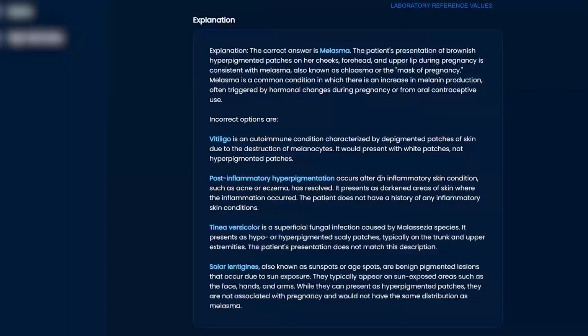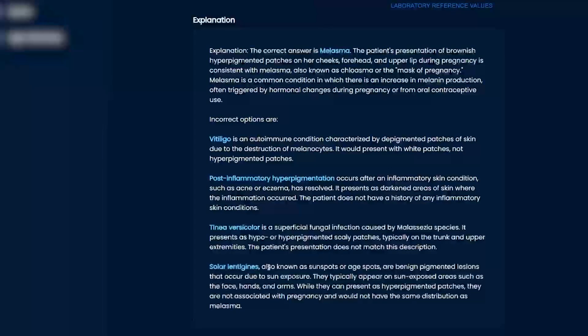Post-inflammatory hyperpigmentation can happen after acne or eczema, where you get a little bit darker skin where it's inflamed. Tinea versicolor, as you know, is a fungal infection, with hypo and hyperpigmented scaly patches on the trunk and the extremities. And you treat that with some shampoos and things like that.